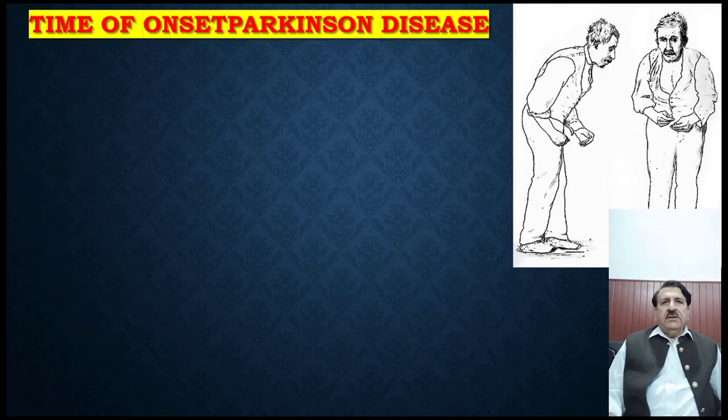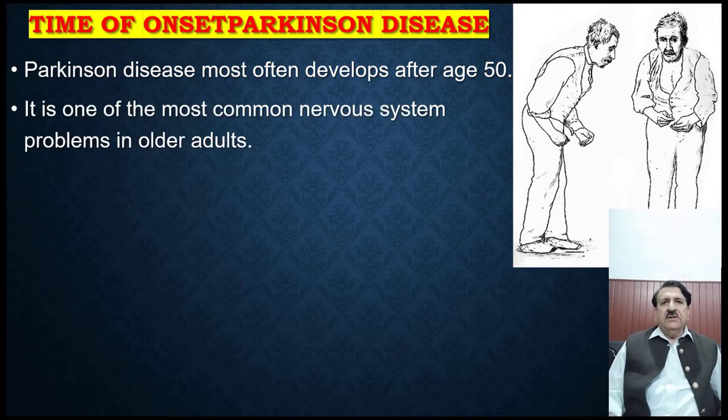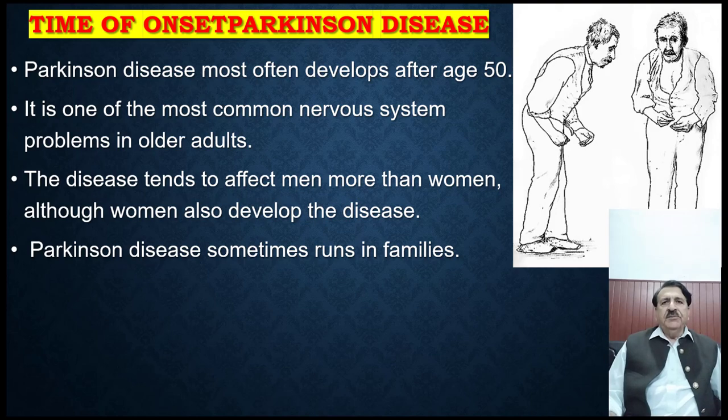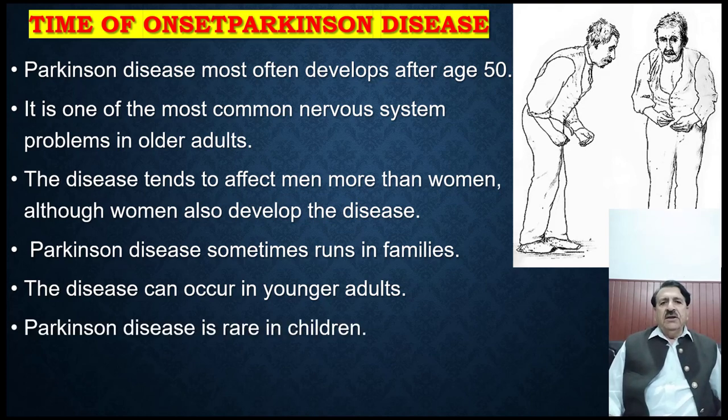Time of onset of Parkinson disease. Parkinson disease most often develops after age 50. It is one of the most common nervous system problems in older adults. The disease tends to affect men more than women, although women also develop the disease. Parkinson disease sometimes runs in families. The disease can occur in younger adults. Parkinson disease is rare in children.